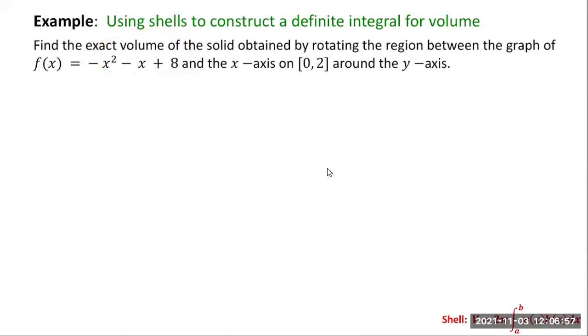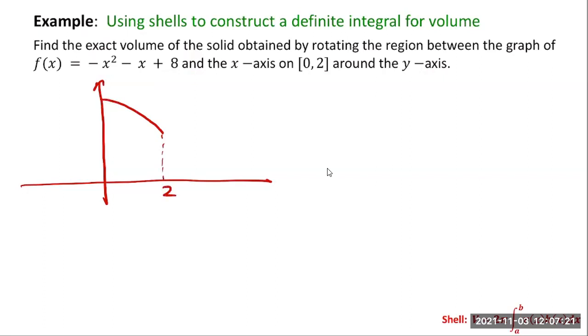Remember when we approximated the volume of the region between this graph and the x-axis on the interval 0 to 2 around the y-axis. Again, the same example. This time they're asking us to calculate the exact volume. If I graph the function on that interval, you will get a shape like this. This is 2 on the interval 0, 2. Now you rotate this region about the y-axis. Then you get a solid like this.